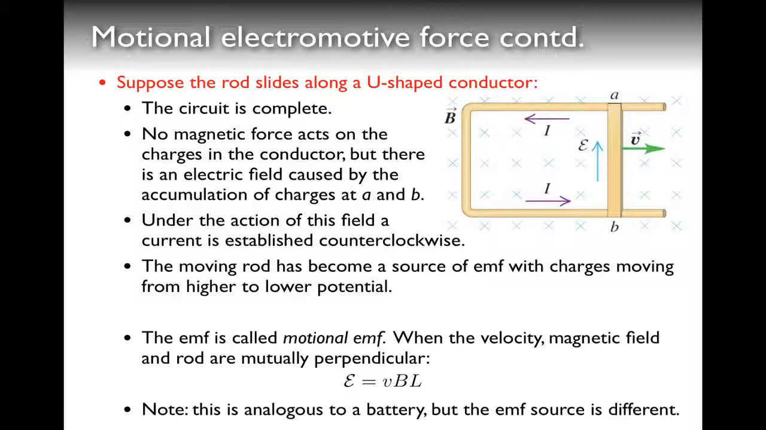The EMF is called a motional EMF, and when the velocity, magnetic field, and rod are mutually perpendicular, this motional EMF will be given by E equals velocity times B field B times the length of the bar. Note that this is analogous to a battery, however, the EMF source is different.